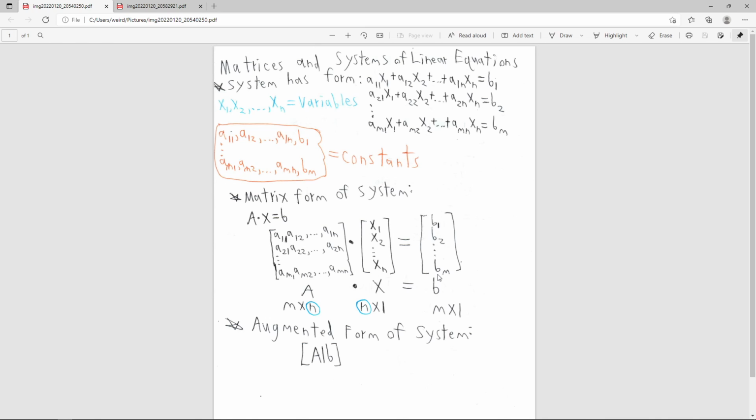That's how this works. A linear system of equations can be written this way. You can also write it as an augmented form of the system, which is seen heavily, or one of the earliest things you see in a linear algebra course, the first type of matrix, basically, a lot of times. It's A, vertical line, b.